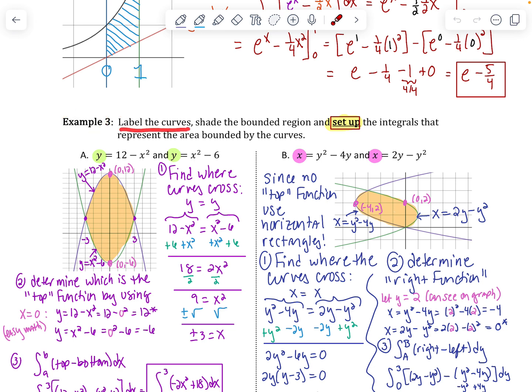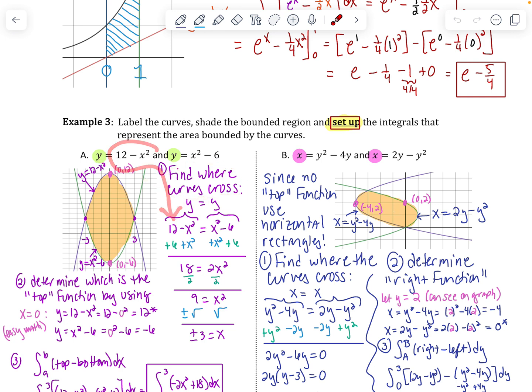Okay, last example, I'm asked to label the curves. I'm asked to shade the bounded region, which I've already done, so you can actually see it. And then I'm only asked to set up the integrals, but I don't need to solve them because this is more about understanding the setup. So originally you would have just seen these two y equals equations. So seeing that we have a y equals and a y equals, first let's find the bounds on the integration by setting the two curves equal to each other.